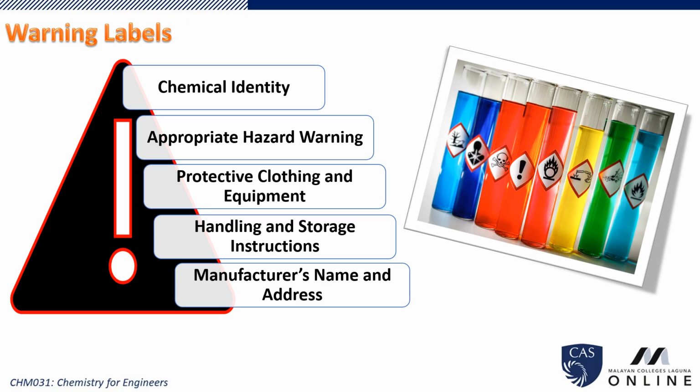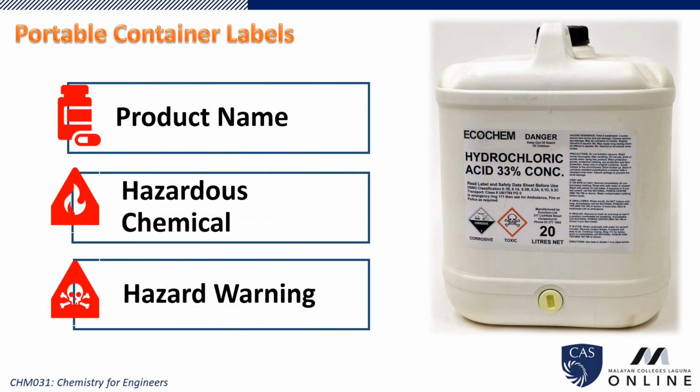In terms of warning labels, chemical labels should include the product name, the hazard warnings, the protective equipment needed, handling instructions, and manufacturer information. Even transferred chemicals in temporary containers must be properly labeled to prevent misuse and accidental exposure.